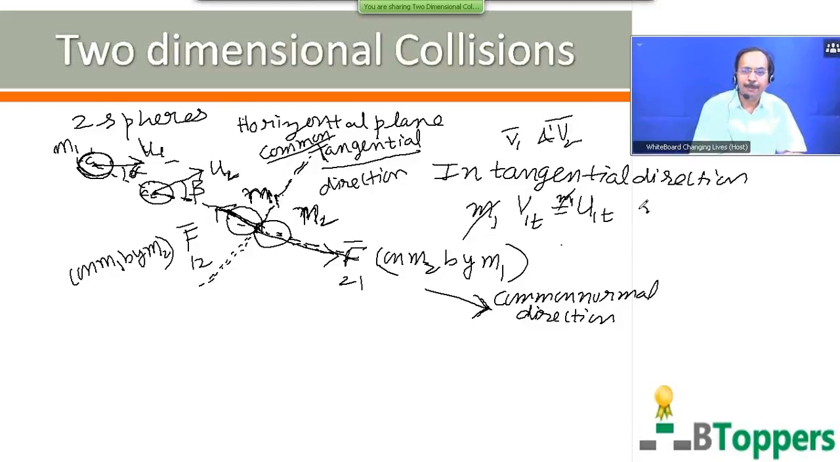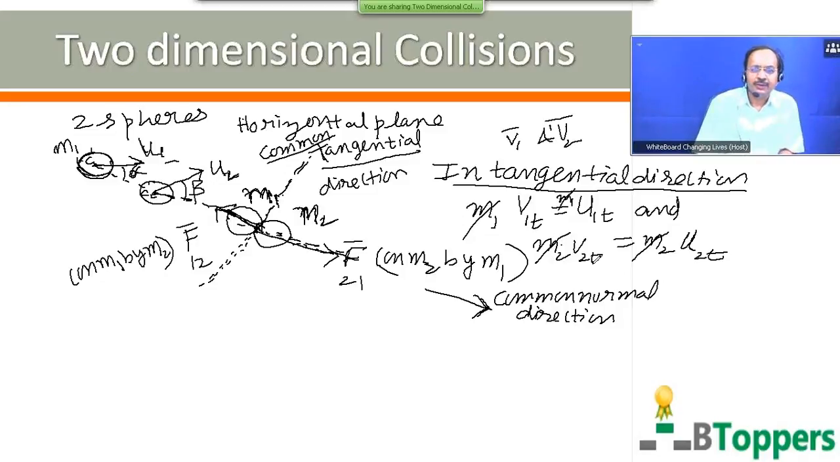In the same way, the momentum of m2 in the tangential direction just after collision can be equated to the momentum of m2 in the tangential direction just before collision. Because the mass of the sphere is assumed constant, we can write v2t equal to u2t. So v2t is the velocity of m2 in the tangential direction just after collision, and u2t is the velocity of m2 in the tangential direction just before collision. So v2t is the component of velocity of m2 in the tangential direction just after collision, and u2t is the component of velocity of m2 in the tangential direction just before collision.